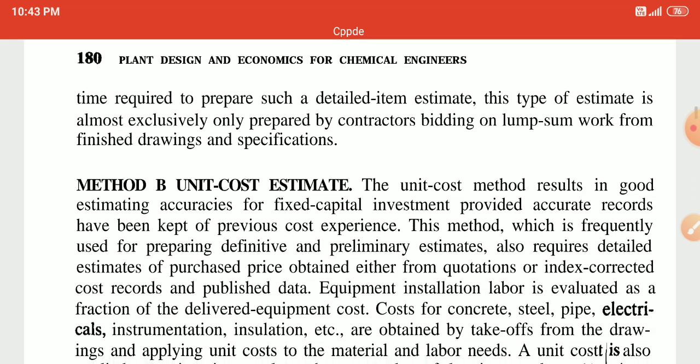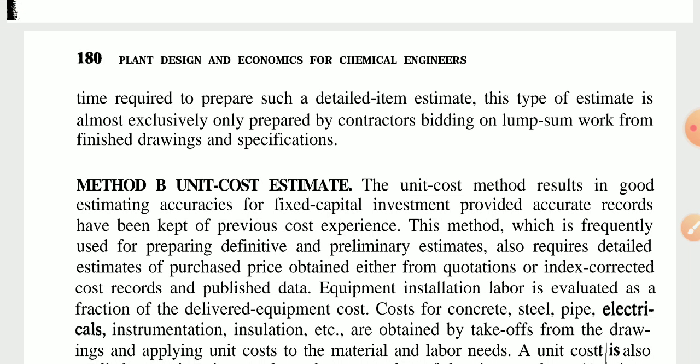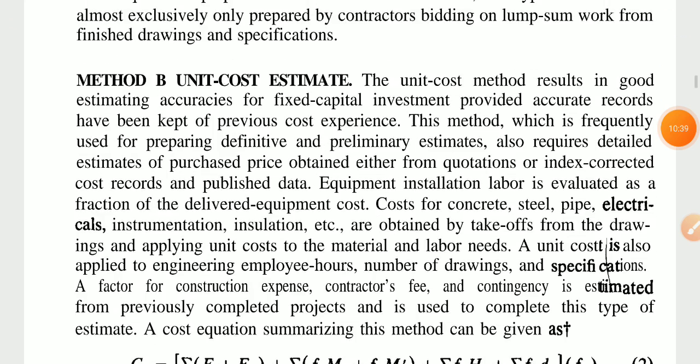Time is required to prepare such detailed item estimates. This type of estimate is almost exclusively prepared by contractors bidding on lump sum work from finished drawings and specifications. This is the first method, which is completely over. A second method we will see, which one? Unit cost estimate.